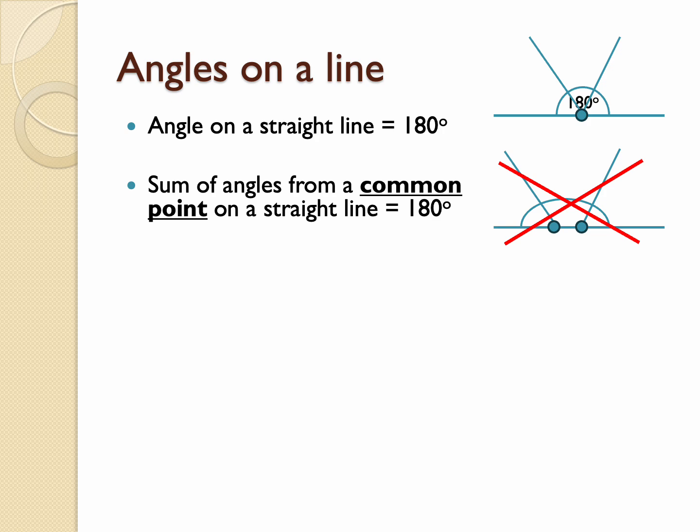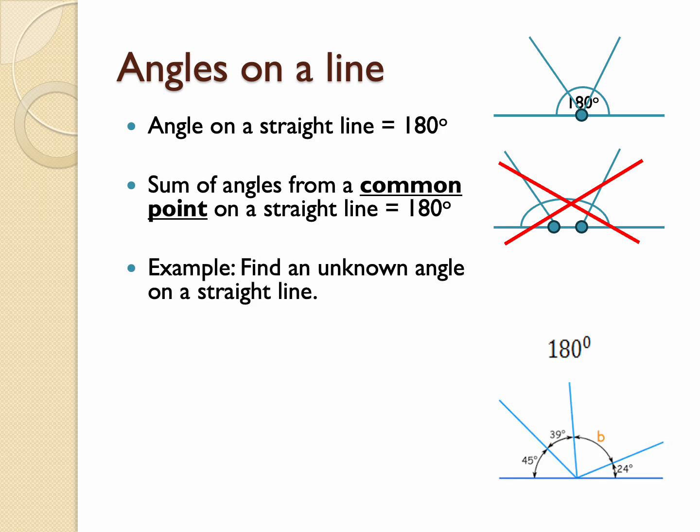Now, if we understand this fact, we can use this to find a missing angle on a straight line. For example, in this figure, all but one angle, which is angle B, are known. So we have to figure out what is the value or the magnitude of this angle B. We sum up all the angles and we know that they equal 180 degrees. Then to figure out B, we make B the subject of the equation.